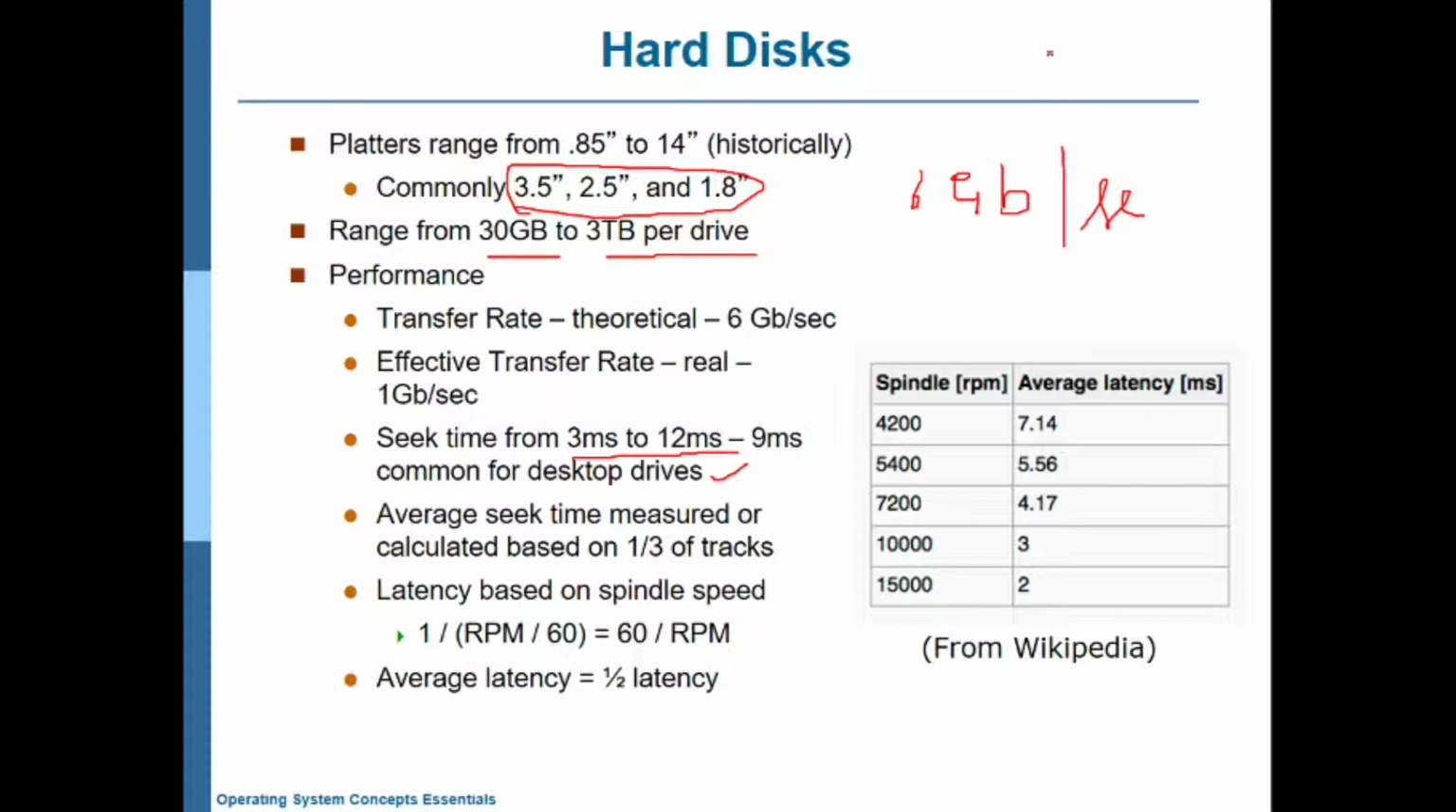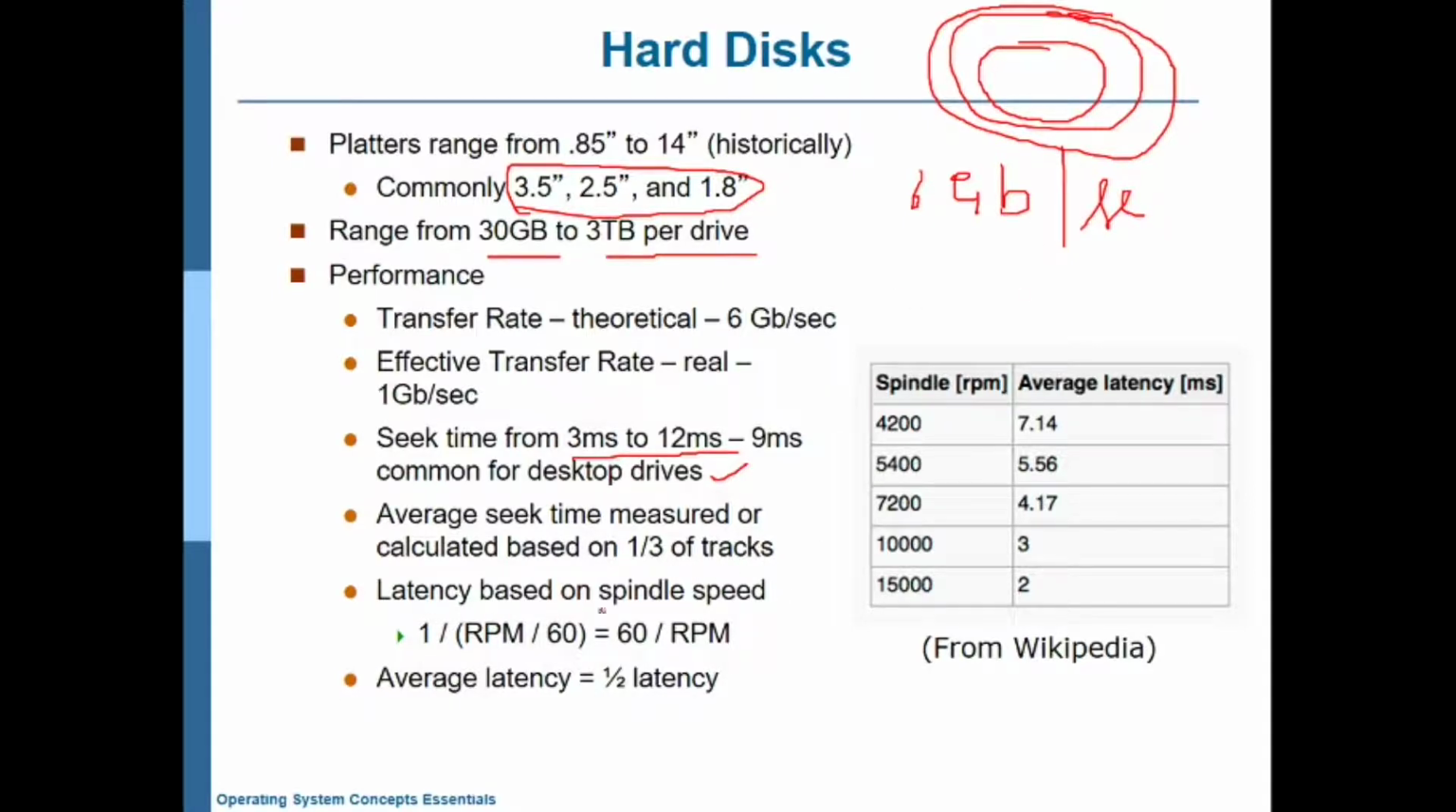So for example in a hard disk, or maybe a CD, you can consider this as a track. The average seek time is calculated based on one third of the tracks.